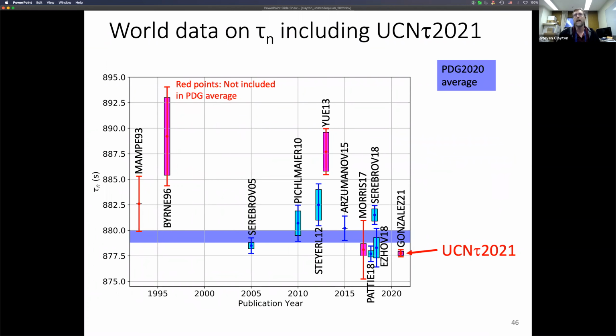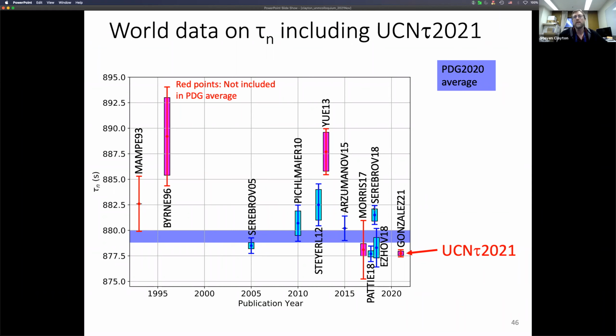Okay, so let's go back to the world data, and now including our new result. So we have the Serebrov 5, the Steyerl 12, which is a corrected older experiment. I believe Arzumanov, one of these that was also corrected down. It used to be higher, and then a new systematic error was found that they did the solid angle wrong for the detector, and so that shifted it down towards these results. So basically the bottles are now in not terrible agreement.